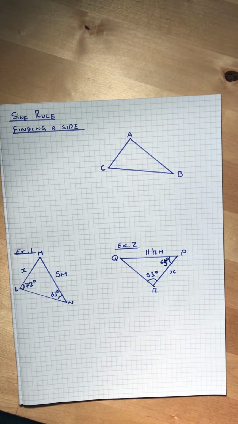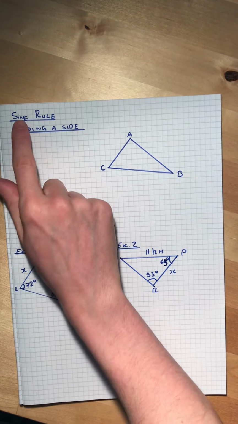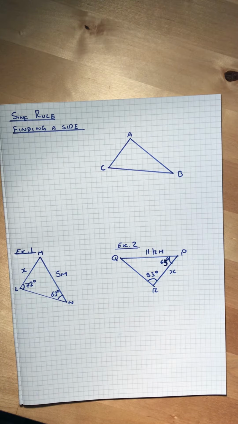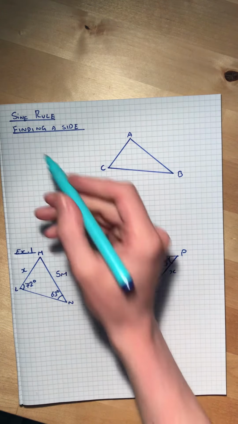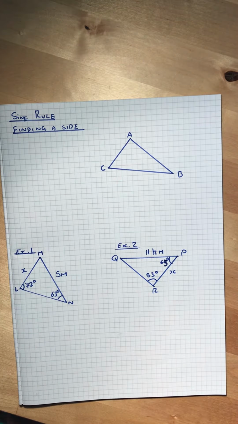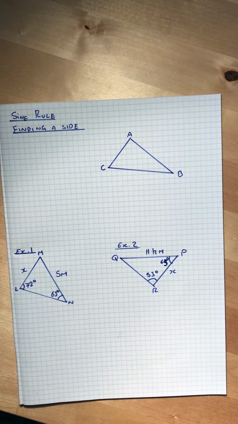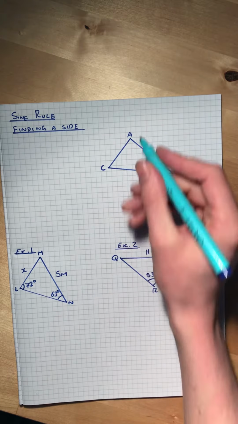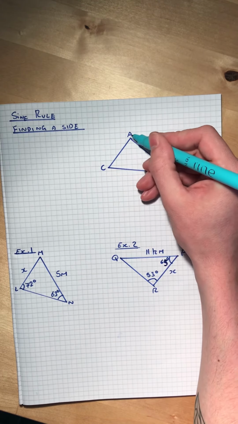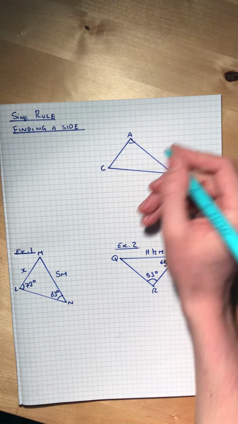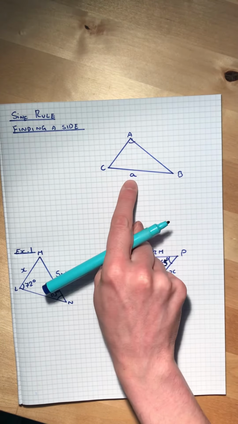So what we're going to do in this video is learn how to use the sine rule. What we can do with the sine rule is calculate the length of an unknown side of a triangle or the size of an unknown angle. But what we're going to do in this video is calculate the length of a side. If we've got angle A, this means this is the length A.